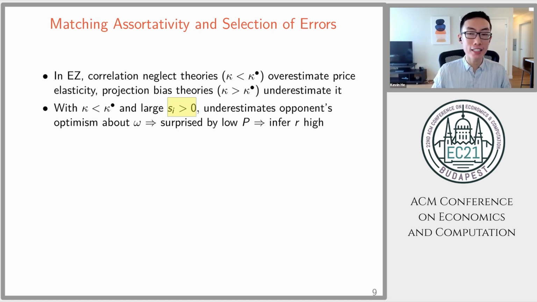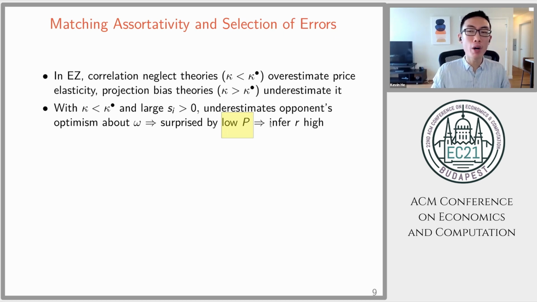Because of correlation neglect, they don't realize that their opponent probably also has a very large and positive signal, and they underestimate the opponent's optimism about the state. And so when they see that the market price is low, which is actually caused by both firms increasing their production, they misinterpret that outcome, thinking that only they had a large and positive signal, only they increased the production.